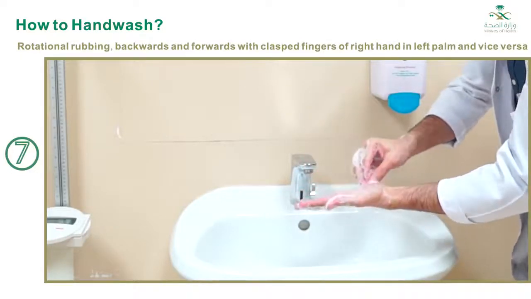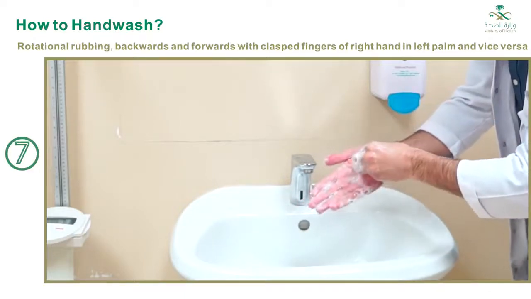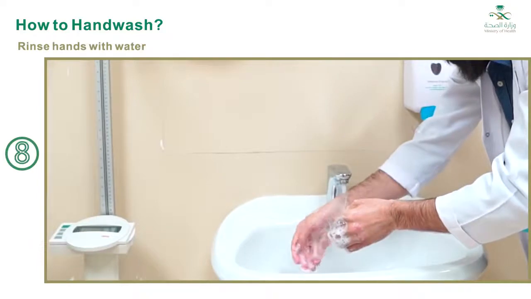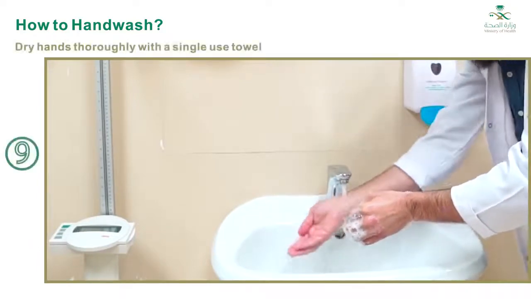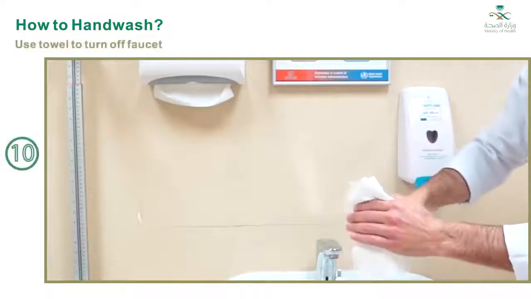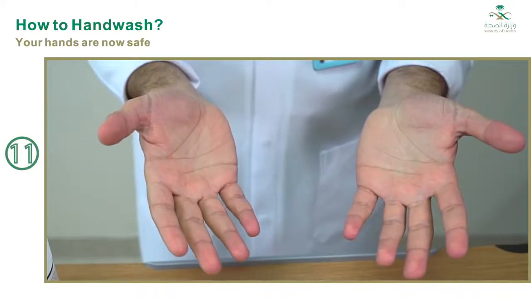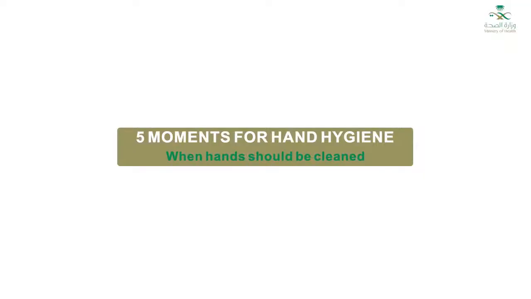7. Rotational rubbing backwards and forwards with clasped fingers of right hand in left palm and vice versa. 8. Rinse hands with water. 9. Dry hands thoroughly with a single-use towel. 10. Use towel to turn off faucet. 11. Your hands are now safe. When hands should be cleaned. 5 moments for hand hygiene.